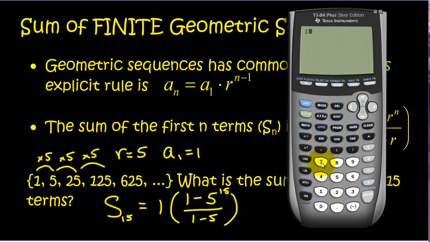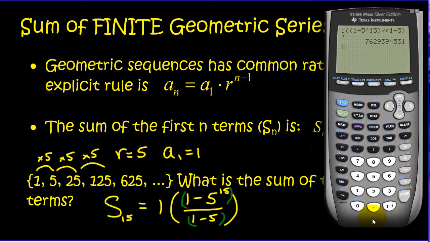So we've got 1, and then I need a parentheses for this whole thing. And I need to put both my top and my bottom. When we have a fraction bar, I need to put parentheses here and here. Otherwise, the calculator is not going to give you the order of operations that you're expecting. So 1 minus 5 raised to the 15th power. And then we're going to divide that by 1 minus 5. Could have just typed in the negative 4 there. And close our parentheses and press enter.